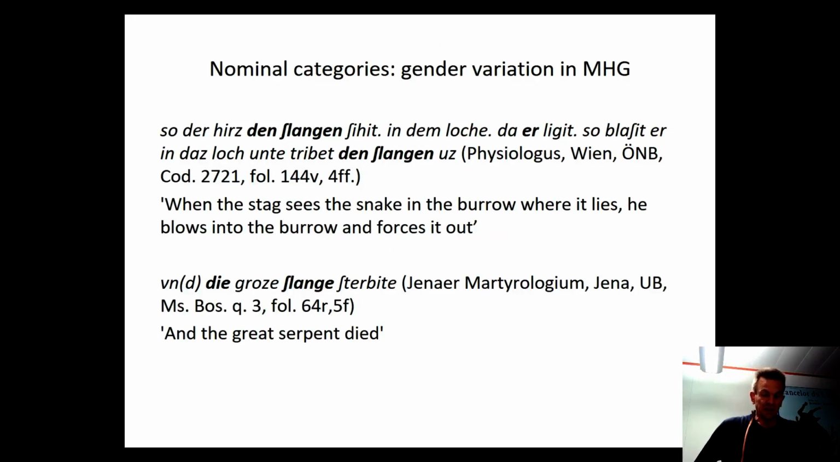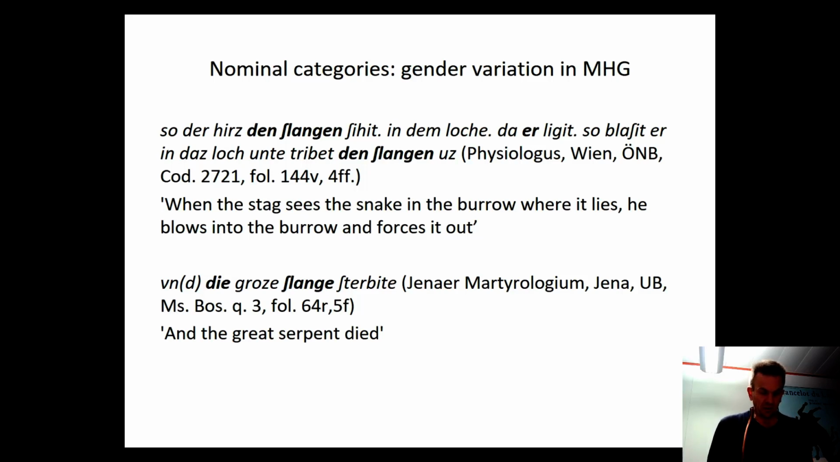For New High German, die Schlange, feminine, the recently published Morphology volume of the New Middle High German grammar lists only 2 feminine tokens compared to 19 masculine tokens. 12th century, the Vienna Physiologus: So der Hirz den Slangen sichet, in dem Loche da ligget, so blaset in das Loch und triebet den Slangen.